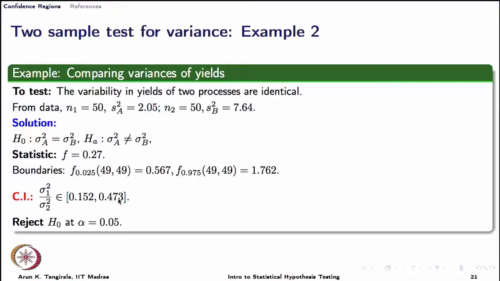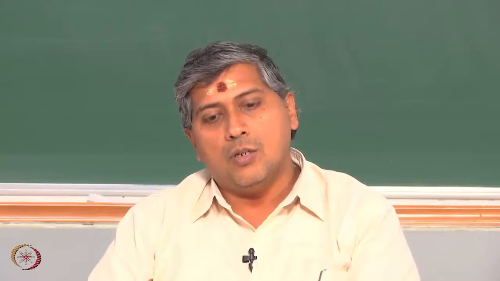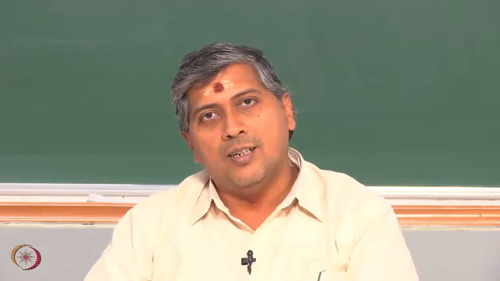Why did we construct this kind of a confidence region? Because the alternate hypothesis is of the not equal to type. So, it is a two-sided confidence region and it does not include the postulated value, which is 1, that means the variances are equal. Therefore, we reject the null hypothesis. So, excellent. We are now hopefully becoming experts in confidence interval based hypothesis testing.